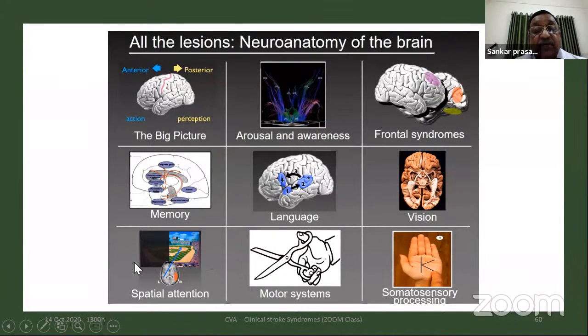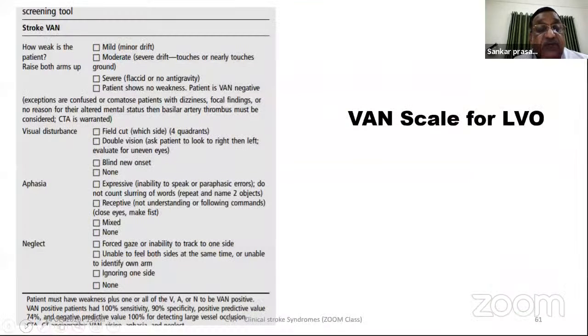And we talked about spatial attention, anosognosia, and praxis and motor systems, and various disturbances that can occur depending on the vascular territory involved, and somatosensory processing, thinking about graphesthesia, stereognosis, and 2-point discrimination. So these are all the functions that you should know before we go on to the occlusions, which is the next part of the talk which we are going to do.